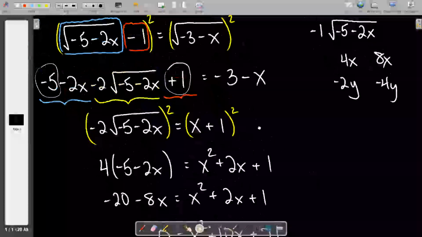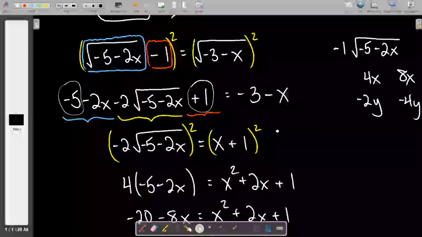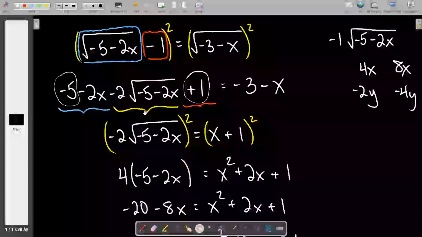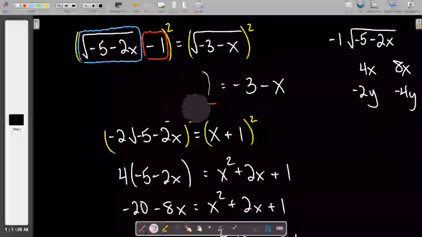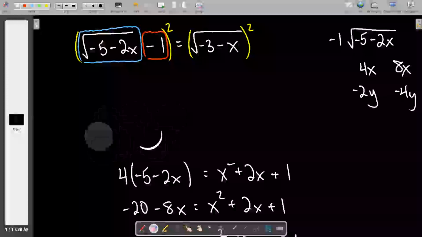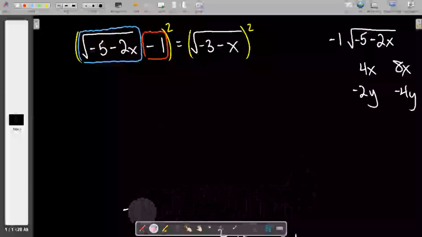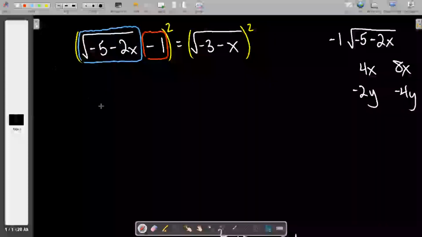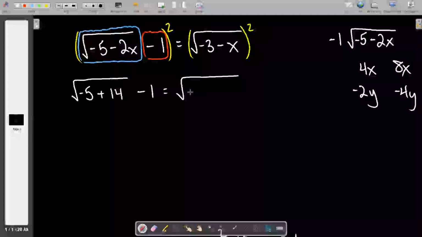You need to go all the way back to the beginning, which I believe is up here. So I'm going to do some erasing now because this was all work that you've already put into your notebook. And the original problem now is viewable to you up there on the board. So which one do you want to check first? Let's check -7 first. So this will say the square root of -5 plus 14 minus 1 equals the square root of -3 plus 7.